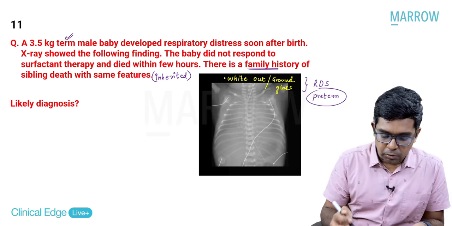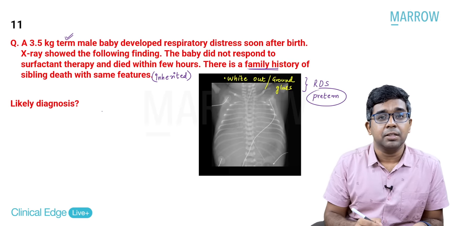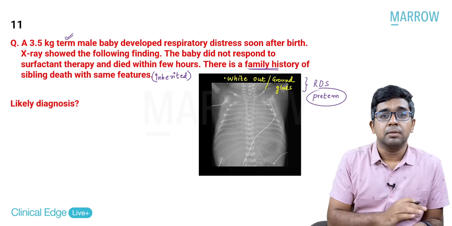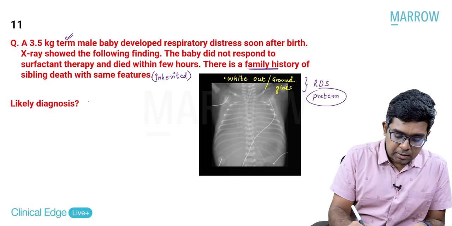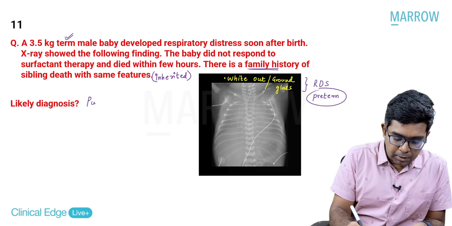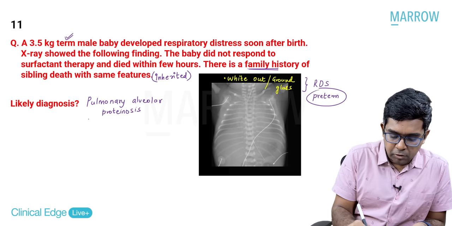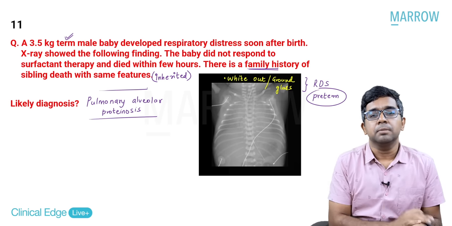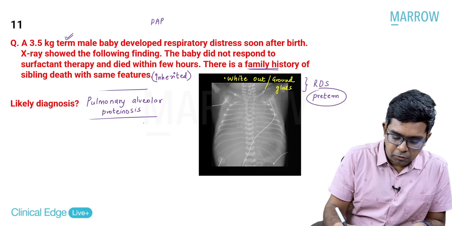It is going to be an inherited condition, a rare condition in fact, but it is something which has been asked previously in your exam, so you should know about it, called PAP. What is that? Pulmonary alveolar proteinosis. I will give you a brief note about this particular condition. Pulmonary alveolar proteinosis, I'm writing like this, PAP, which is a short form of this.